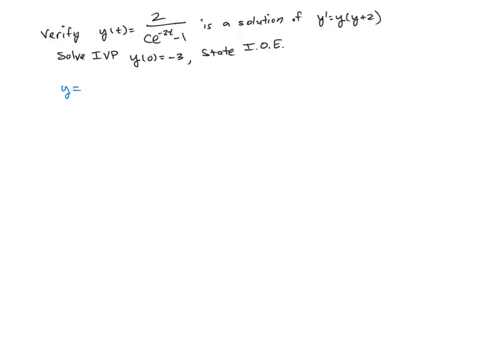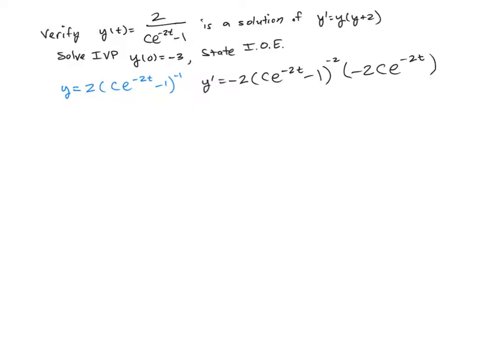I'd rewrite it as 2 times c e to the negative 2t minus 1 raised to the negative 1 power. And then when I find my derivative, I'll just use the chain rule. So that's going to be a negative 2 c e to the negative 2t minus 1 to the negative 2 power, now times what's inside, which is negative 2 c e to the negative 2t.